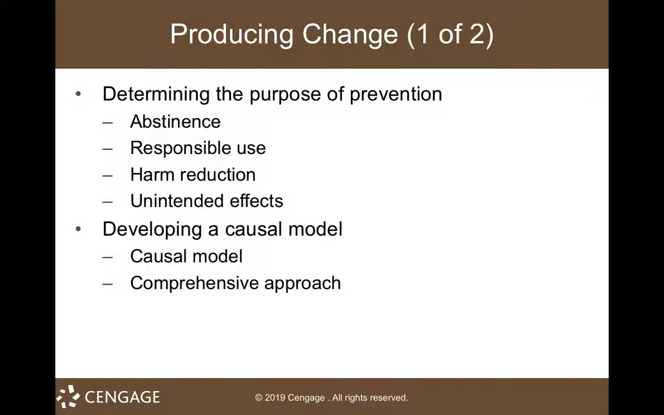Okay, so achieving change in the prevalence of substance abuse or the consequences of abusing drugs depends on the development of a causal model. Such a model specifies the presumed antecedents of substance abuse, so factors that are subject to change and thereby reduce the occurrence of abuse can be identified. That's a fancy way of saying, how do we determine the cause of the use and the effects?